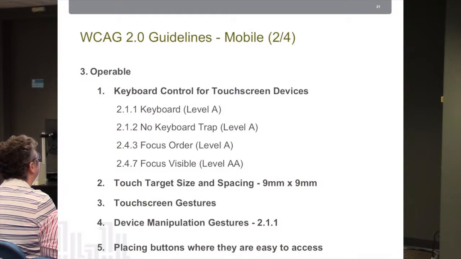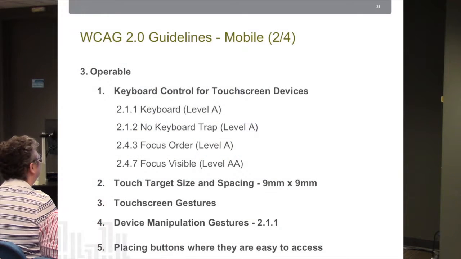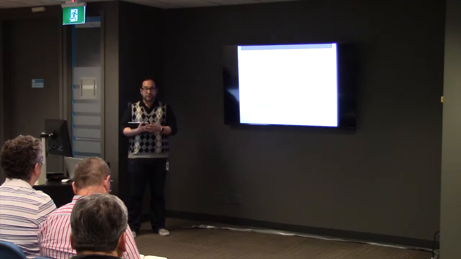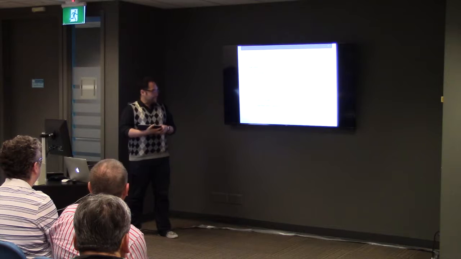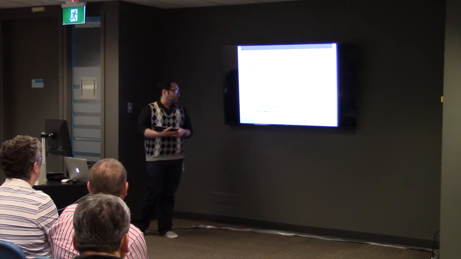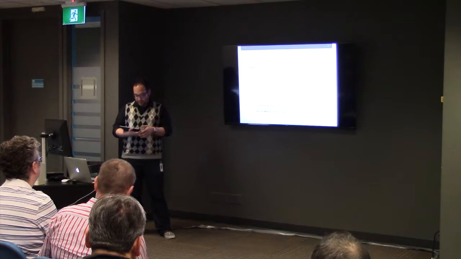Next, touch target size and spacing. You want to make sure you adhere to the minimum level of touch target size, which is 9 millimeters by 9 millimeters. And you want to make sure that touchscreen gestures are not being shut off, or that they can be used in a different manner. And also device manipulation gestures are enabled through the system because both Android and iOS do have accessibility features built in that enable you to set your own manipulation gestures.